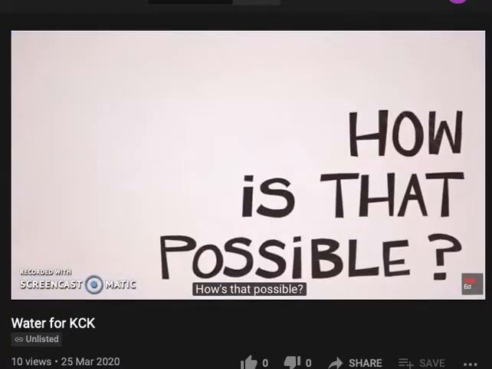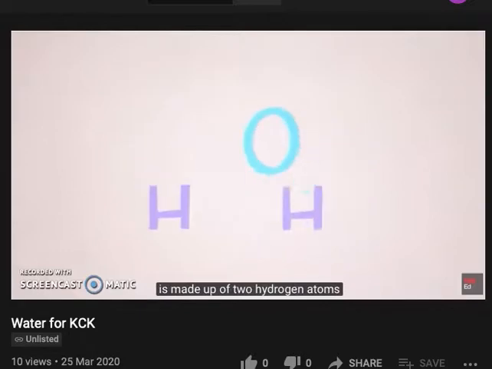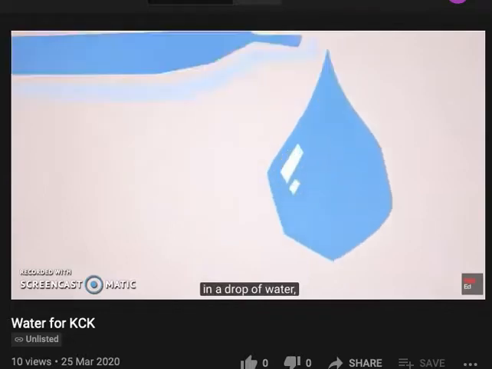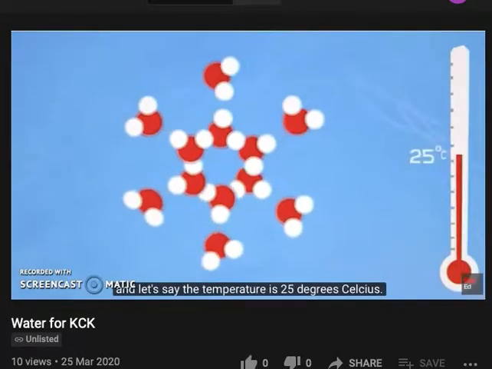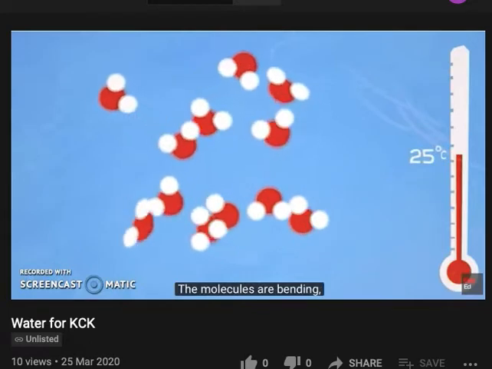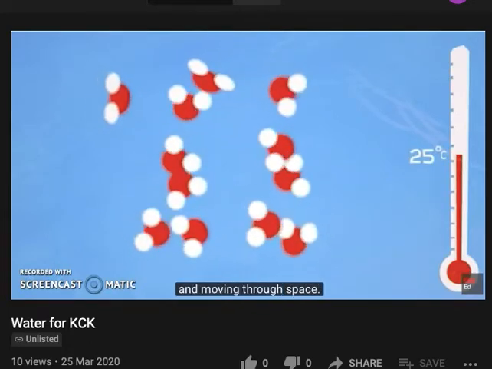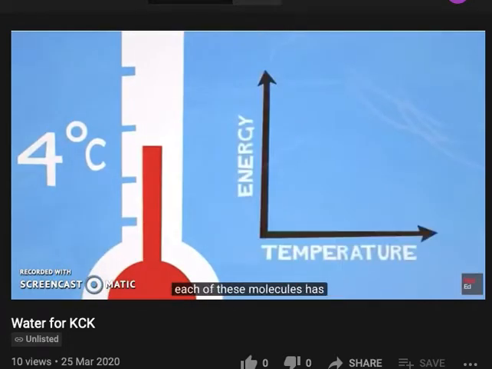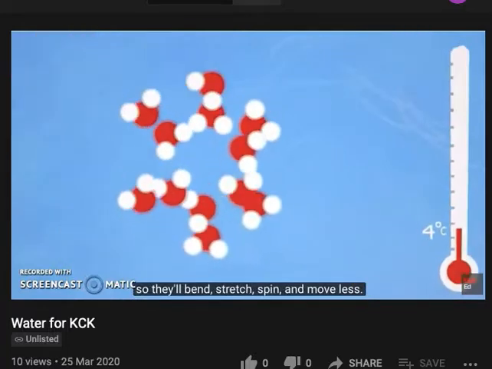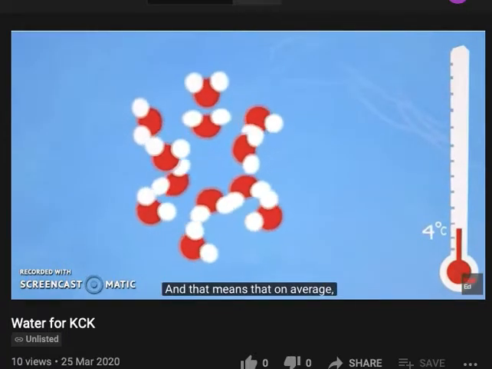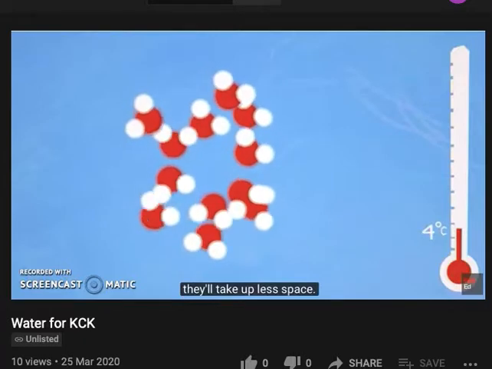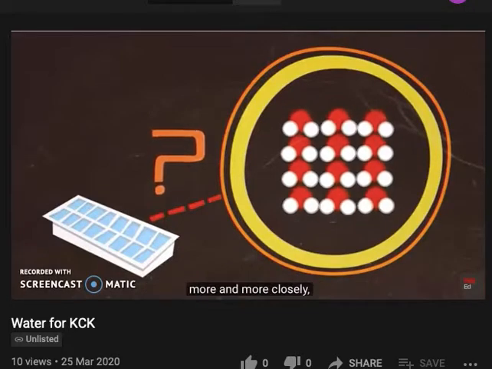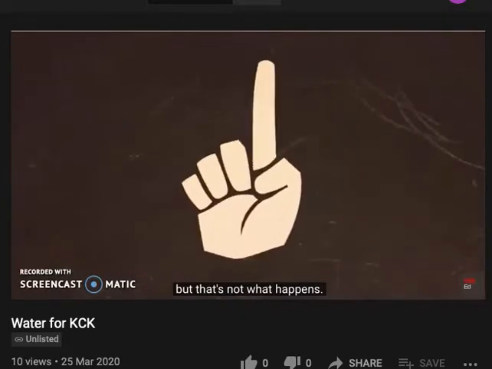How's that possible? You already know that every water molecule is made up of 2 hydrogen atoms bonded to 1 oxygen atom. Let's look at a few of the molecules in a drop of water, and let's say the temperature is 25 degrees Celsius. The molecules are bending, stretching, spinning, and moving through space. Now, let's lower the temperature, which will reduce the amount of kinetic energy each of these molecules has. So they'll bend, stretch, spin, and move less. And that means that on average, they'll take up less space. Now you'd think that as the liquid water starts to freeze, the molecules would just pack together more and more closely. But that's not what happens.